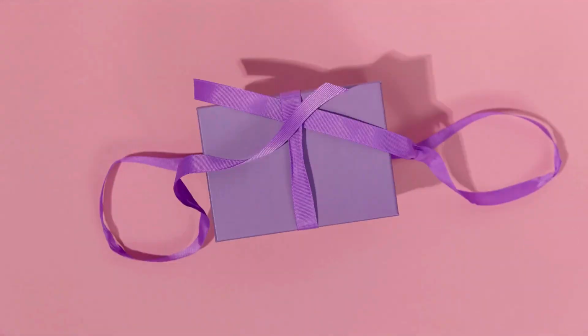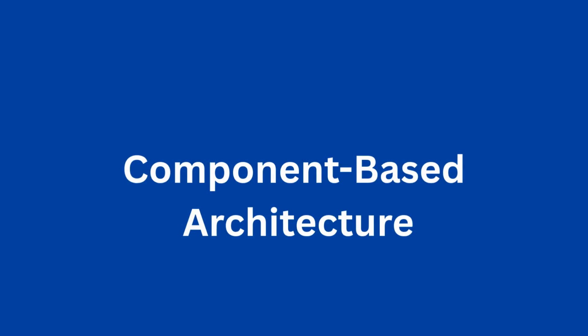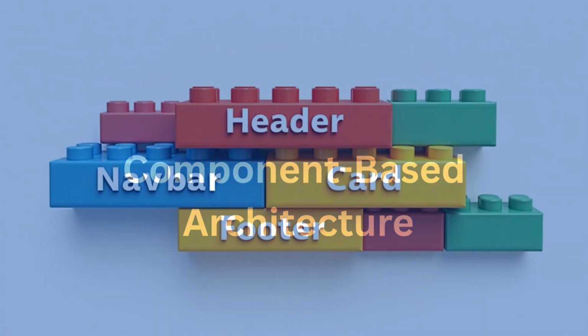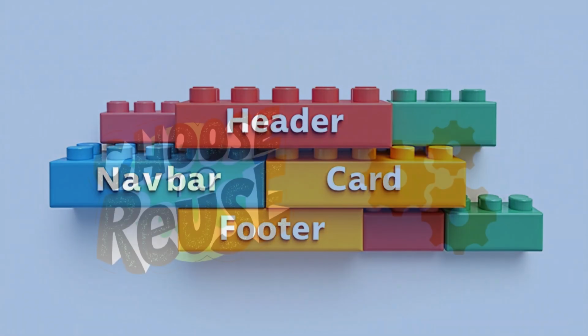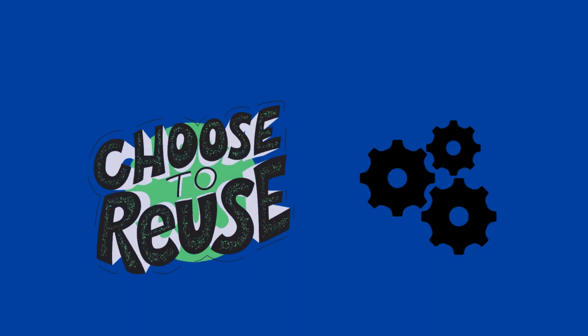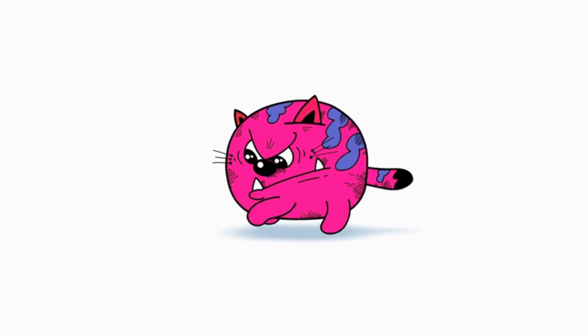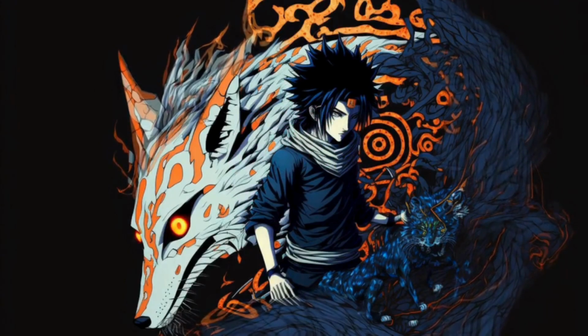Let's break down what makes React special. First, it's component based. In React, everything is a component: a button, a form, a navbar, all are reusable building blocks. This makes your code more organized and maintainable. Second, it's declarative. Instead of telling the browser step by step how the UI changes, you declare what you want and React handles the rest.